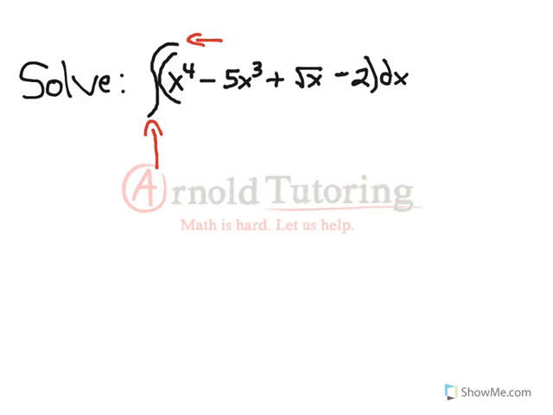We have a polynomial in here, except for this square root, but basically it's a pretty straightforward equation. So how do we integrate this stuff? Remember, taking the integral is the exact opposite of taking the derivative.